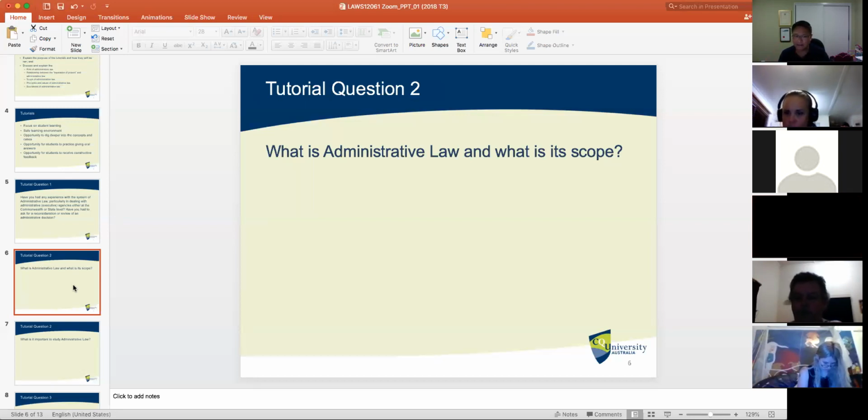So that does have a countervailing effect to the idea of speed, because natural justice requires things to be done a bit more slowly in order to afford an individual an opportunity to be heard.